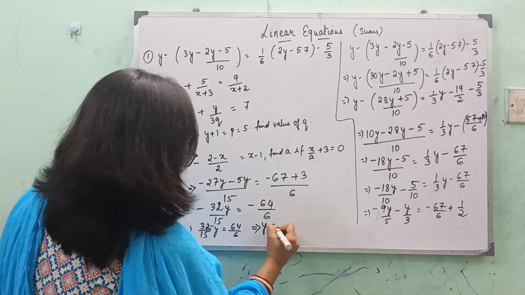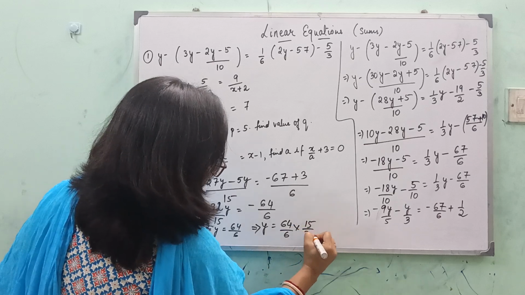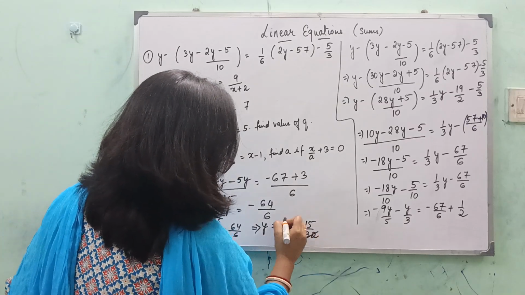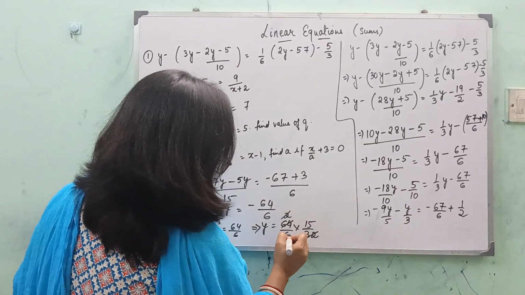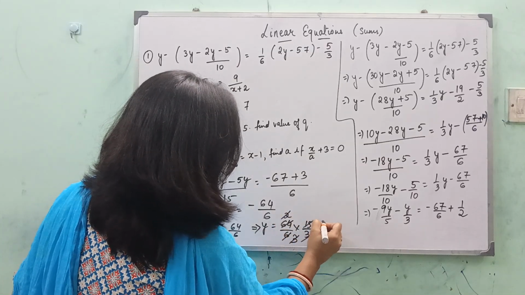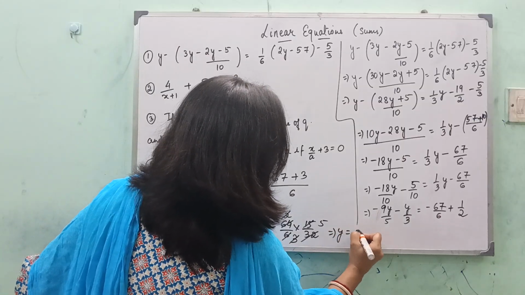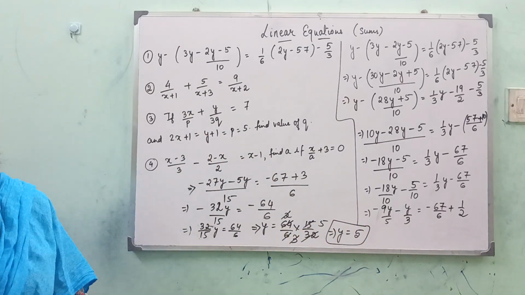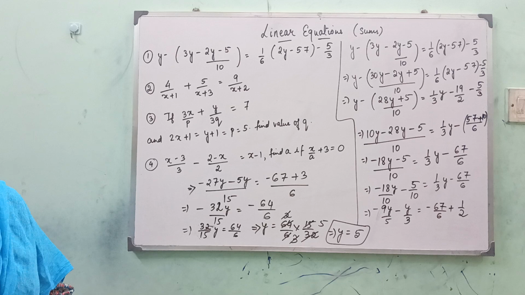So y is equal to 64 by 6 into 15 by 32. So 1, 32 twos is 64. So that implies y equals to 5. This is your answer. So the first answer, we have got the solution to it, that is y equals to 5. Alright.